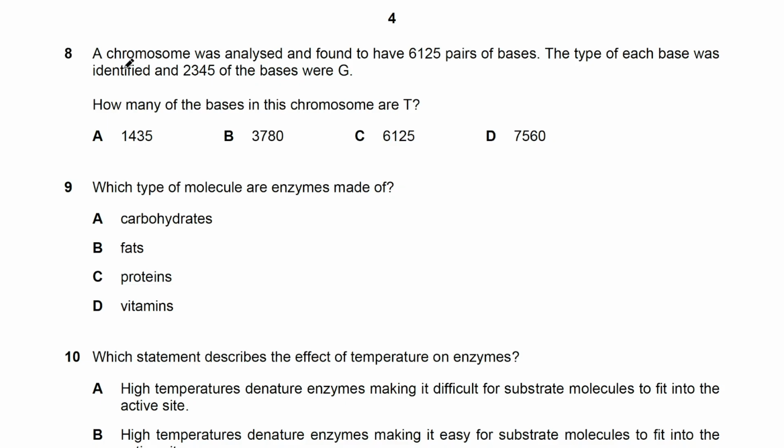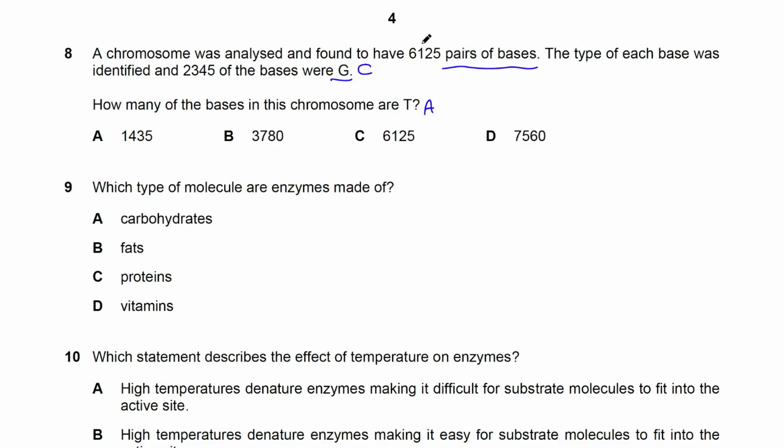Now, question number 8. A chromosome was analyzed and found to have 6,125 pairs of bases. This is a good information. The type of each base was identified and 2,345 of the bases were guanine. The same number of these bases, we have it what? Cytosine. Okay, how many of the bases in this chromosome are thymine? That means it's the same number of adenine. Now, very simple question. Just please use your calculator.